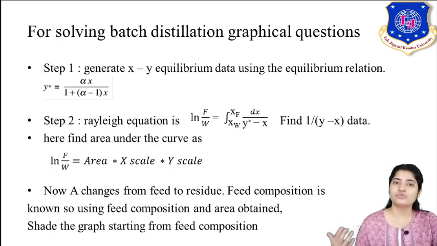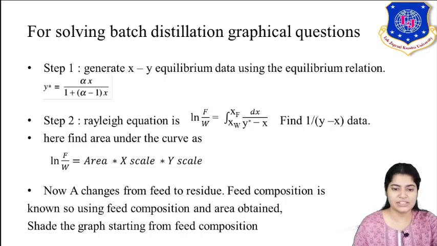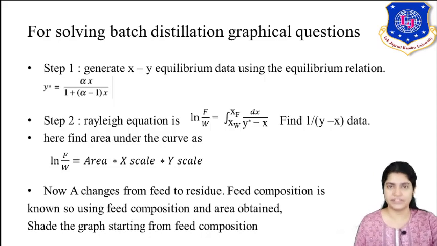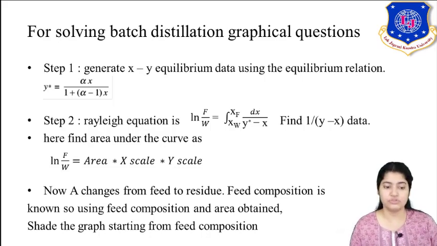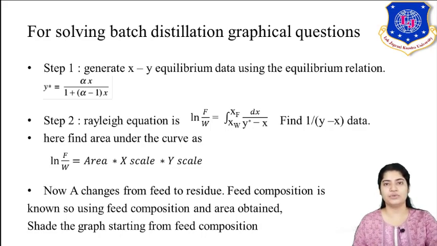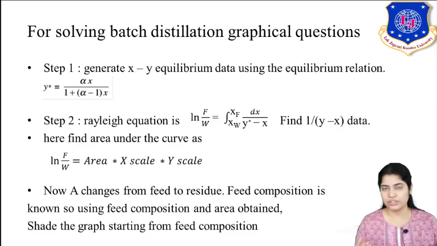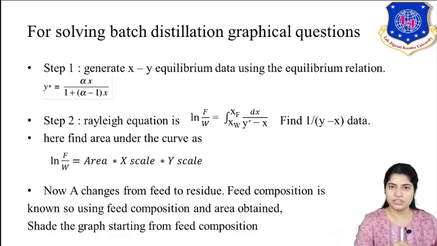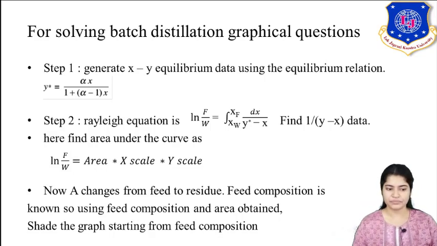Now, how to solve questions for batch distillation using the graphical method? In exams, the graphical method is generally asked. So first of all, your step is to generate XY equilibrium data. If equilibrium data is not given and relative volatility is given, you can use this formula: y star is equal to alpha x upon 1 plus (alpha minus 1) into x. You create a table for different values of x, substitute in this equation, and get the corresponding y.